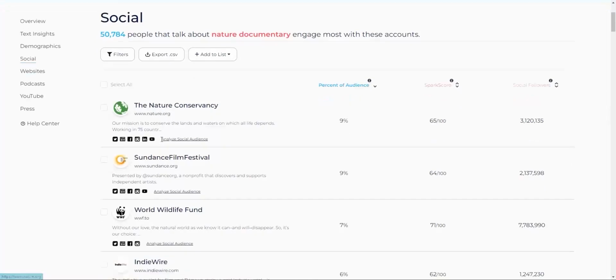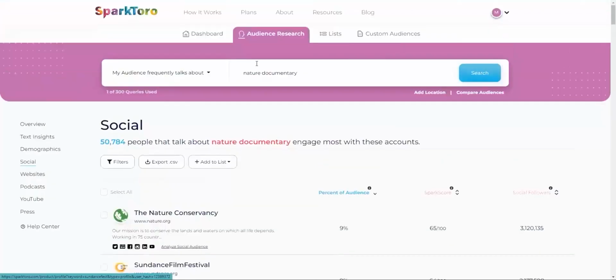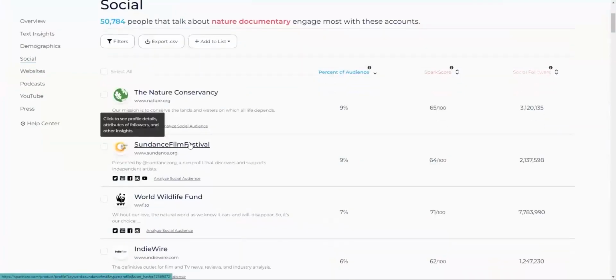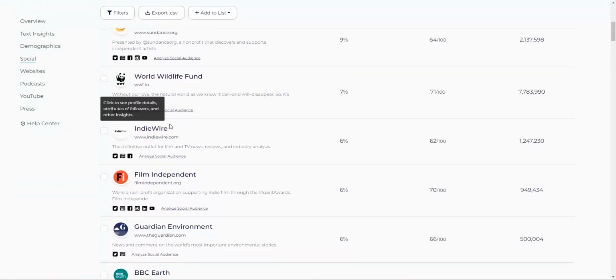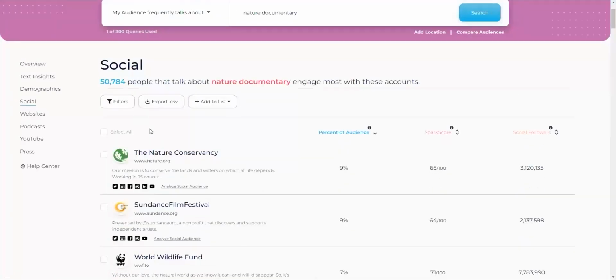So Nature Conservancy, the Sundance Film Festival. If you have a nature documentary, it's definitely a good place for you to go. Even if you cannot screen your movie in there, you will be able to join and meet a lot of people that might be interested. The WWF, IndieWire, a lot of filmmakers on there. So what I'm looking for here is understanding the commonalities. What are the different types of content that I should be able to create?